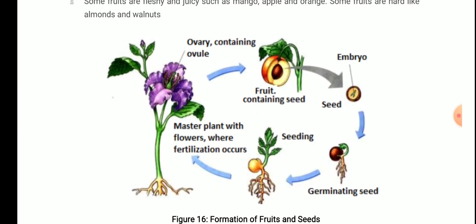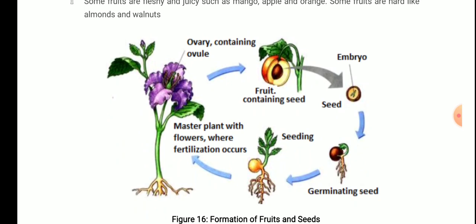You can see the formation of fruits and seeds. There is a plant, and the plant contains a flower, which is the reproductive part, and inside the reproductive part there are the anther and the stigma. You can see the ovary, containing the ovule, and after fertilization, or the fusion, it results in a fruit that contains seeds. I told you just now that the fruit forms from the ovary and the seed is formed from the ovule.